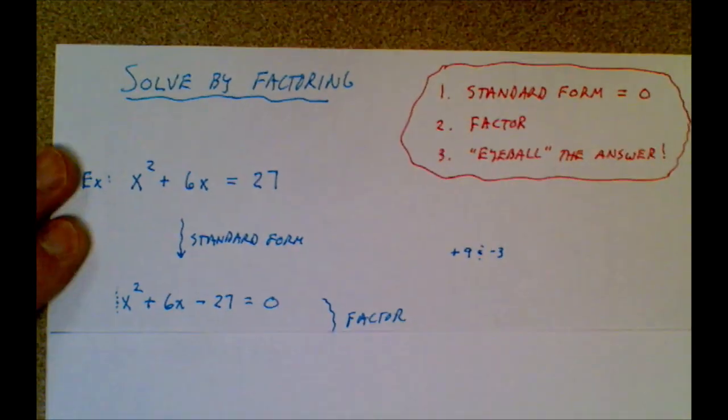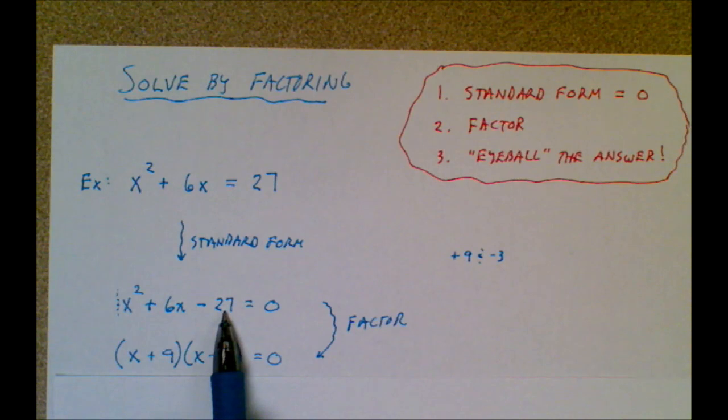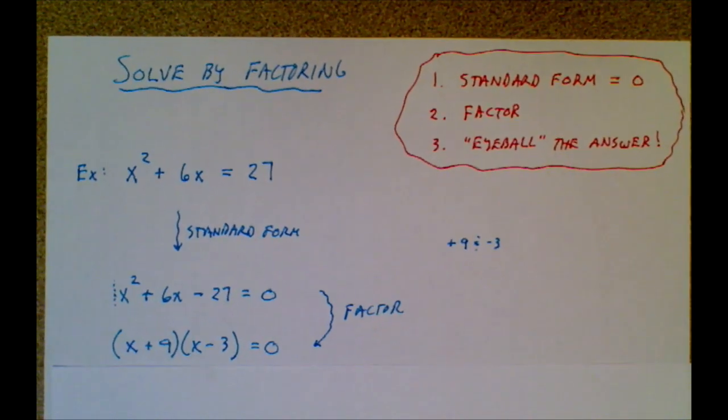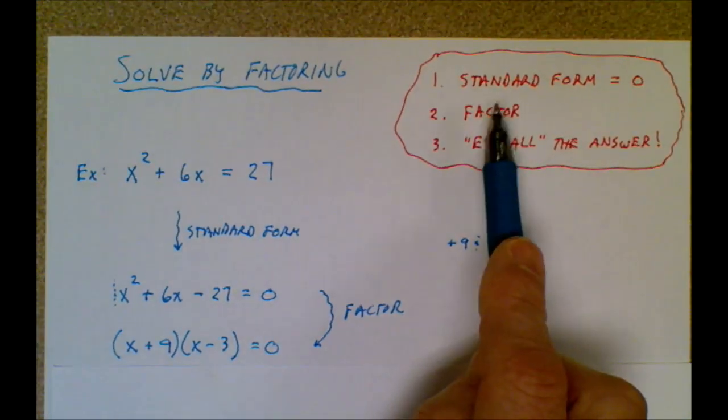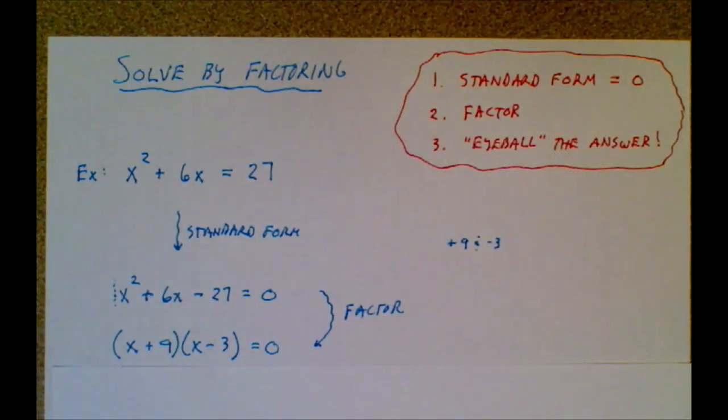So I take those 2 numbers and I rewrite from standard form into factored form. Notice I copied down the equals 0. We've now completed step 2. We now go to step 3, which I say eyeball the answer. Well, what does that mean?